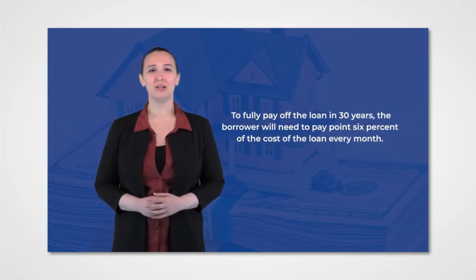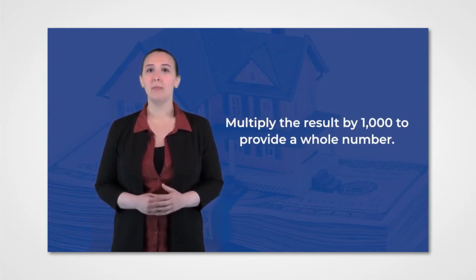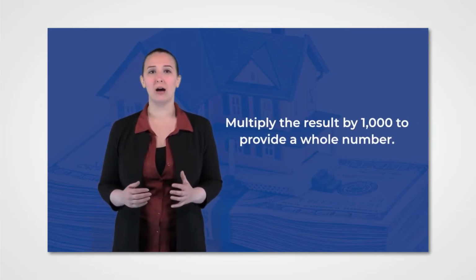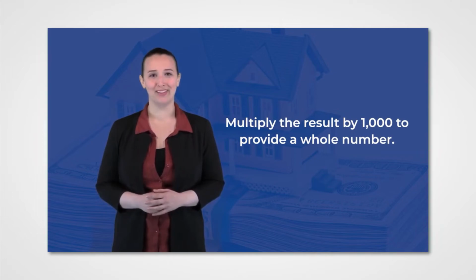To fully pay off the loan in 30 years, the borrower will need to pay 0.6% of the cost of the loan every month. However, 0.6% is a very small number. So when you calculate amortization factor, it's common to multiply the result by 1,000 to provide a whole number. Now the factor for this example will be 6. With that in place, we can finally talk about monthly mortgage payments.